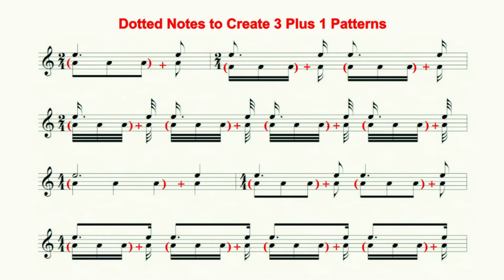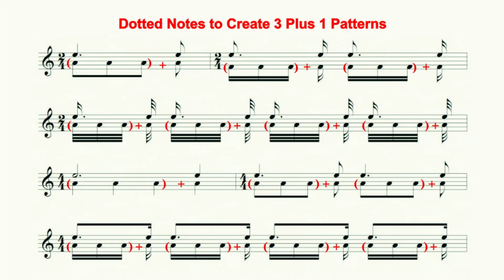We can also use dotted notes in duple time signatures, like 2/4 and 4/4, to divide the beat, or subdivisions of the beat, into groups of 3 plus 1. Because a dotted note receives its original value plus 1/2 its original value, or it presents itself as a group of 3 notes of half the original value, it can be combined with an additional single note of half its original value to create an auditory grouping in duple time of 3 plus 1.